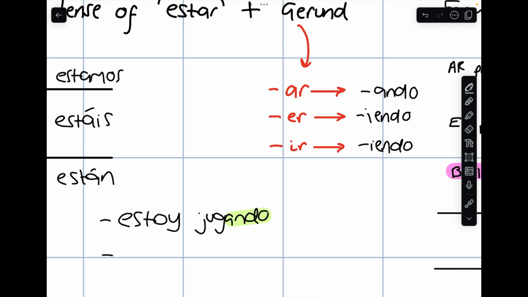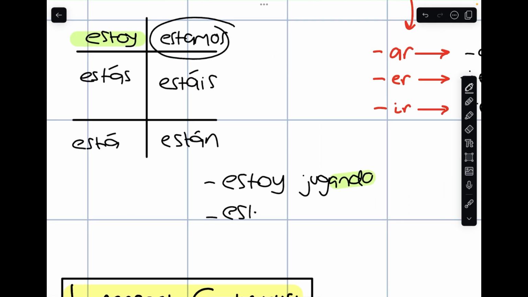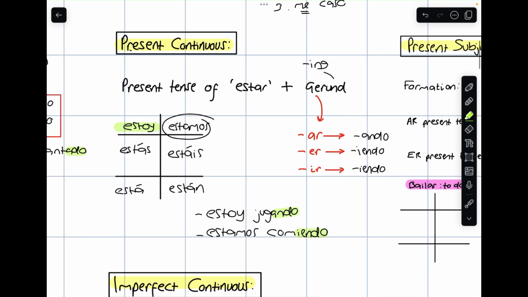Another example, if I wanted to say we are eating, I would take the we form of estar, which is estamos, and eating, comer, is an ER verb, so I take off the ER and add on yendo. So I get estamos comiendo. Bueno. So that's the present continuous tense, talking about what is happening right now. Estoy hablando, estoy enseñando. Comment down below if you can translate those examples.